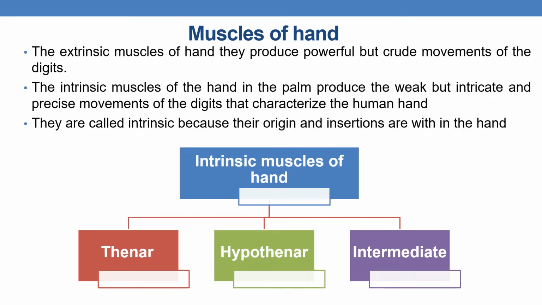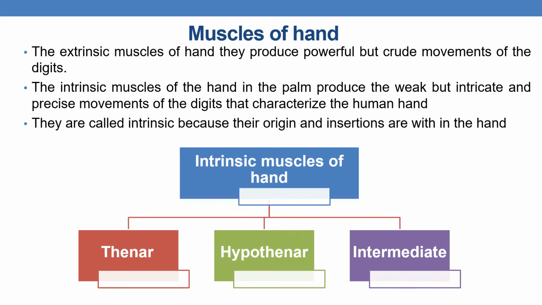Now coming to the muscles of hand. The extrinsic muscles of hand produce powerful but crude movements of digits. Whereas the intrinsic muscles of hand in the palm produce weak but intricate and precise movements of the digits that characterize the human hand. So here we will be discussing the intrinsic muscles of hand. They are so called because their origin and insertions are within the hand itself.